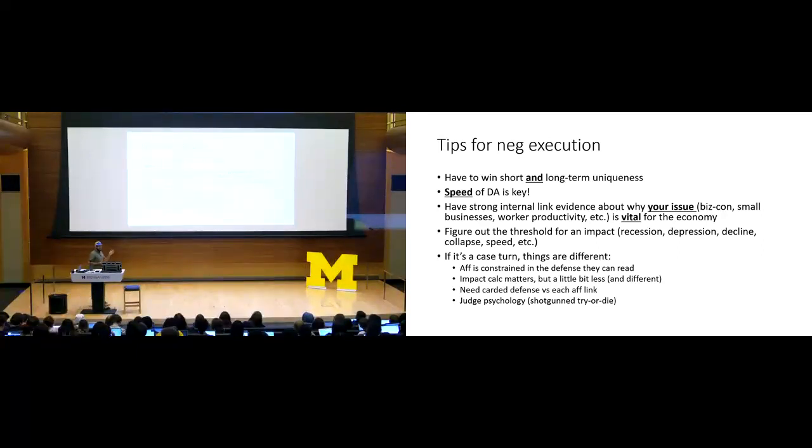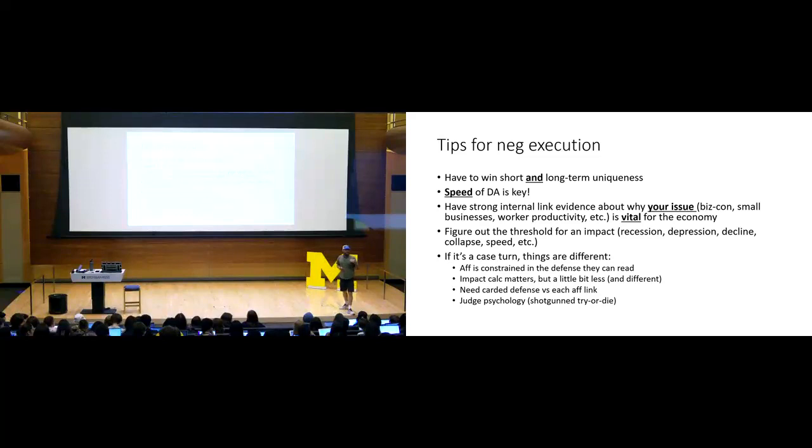So if the aff has read an econ advantage, the first thing that you ought to consider is that they are dramatically constrained in how they can respond to your econ disadvantage. In what ways? Why is that true? Yeah. Perfect. They can't read impact defense. Every 2A wants to read impact defense to every disadvantage in the debate. They can't because they read the impact in the 1AC. Yep.